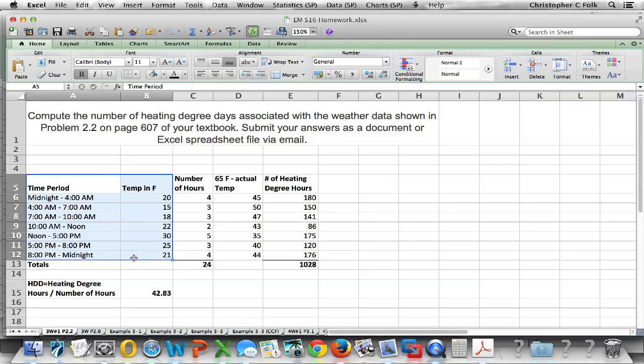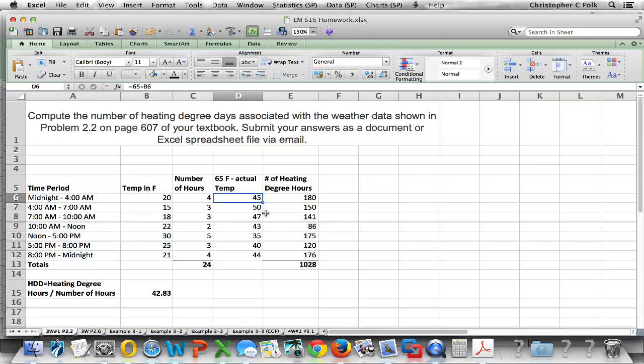What we had to do then was to create a spreadsheet. And this is an example used by one of your students. I just popped it in here. He did a nice job with it. So we can see from midnight to 4 in the morning, the temperature was 20 degrees, and that was a 4-hour period. So what we have to do here in this block is we've got to subtract the actual temperature from the 65-degree target temperature we want to heat the building to.